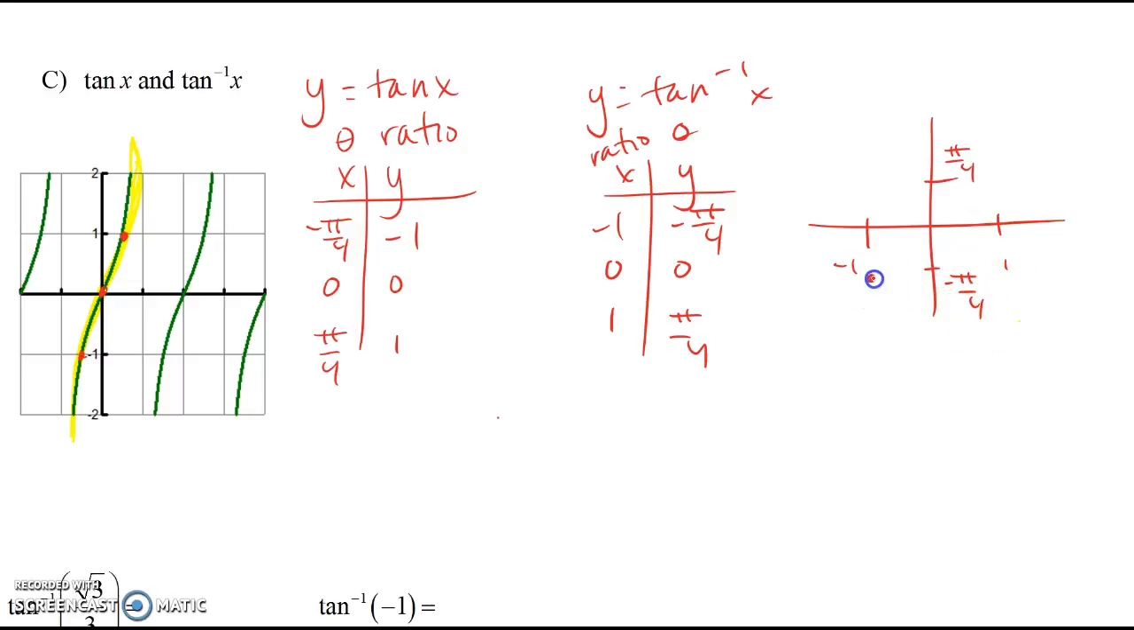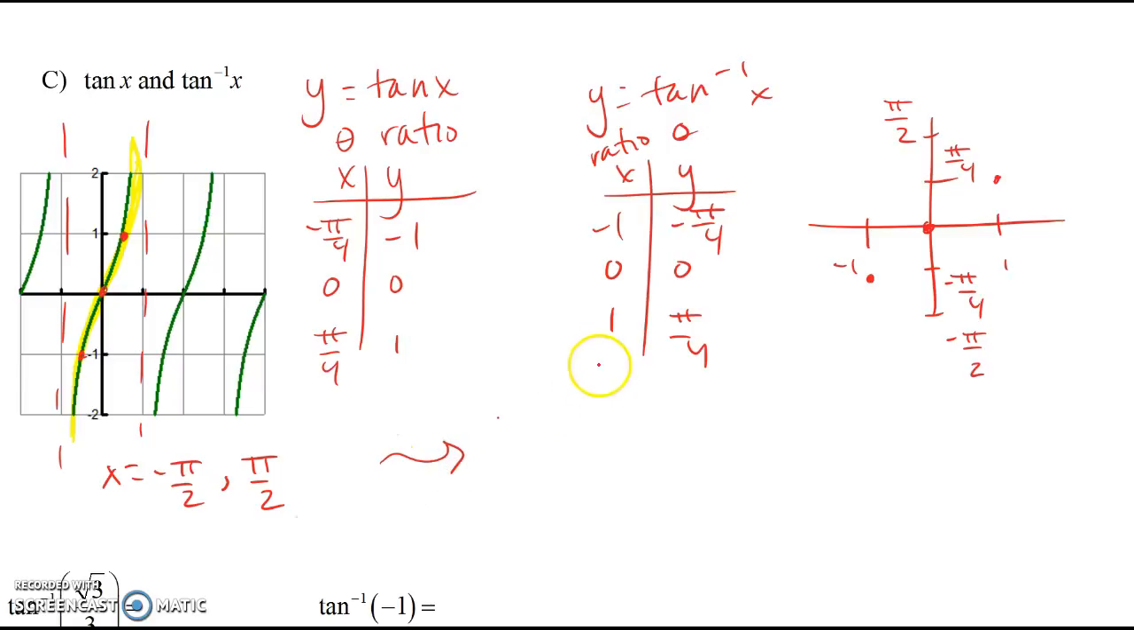We plot those 3 points, and then just like how we talked about with sine and cosine, they may look linear, but they are not linear. It's going to have a little squiggle just like the graph does. Now, if you remember with our tangent graph, right here at pi halves and negative pi halves, we have asymptotes on our graph. And those asymptotes on the tangent curve are at x equals negative pi halves and x equals positive pi halves.